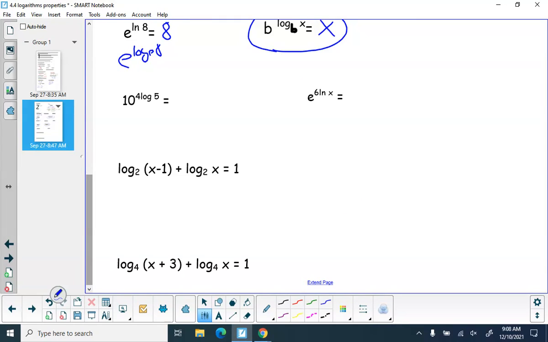Let's take a look at an equation here. We have log base 2 of x minus 1 plus the log base 2 of x is equal to the value of 1. I want to solve that equation. Before, we just had one log on the left-hand side, and we were able to solve the equation. Now we have two logarithms sitting there. So we need to combine these two logs into one logarithm.